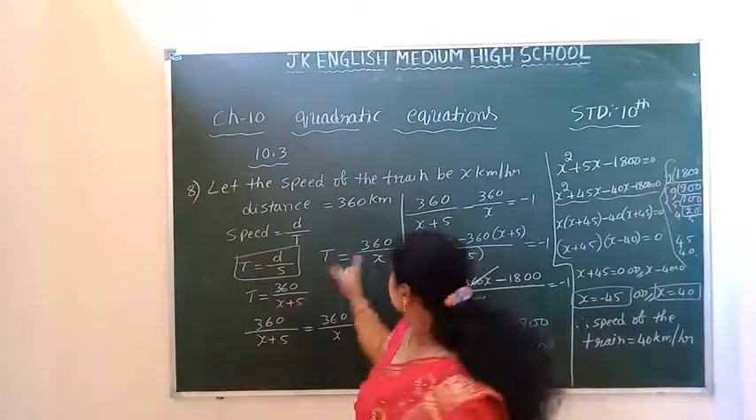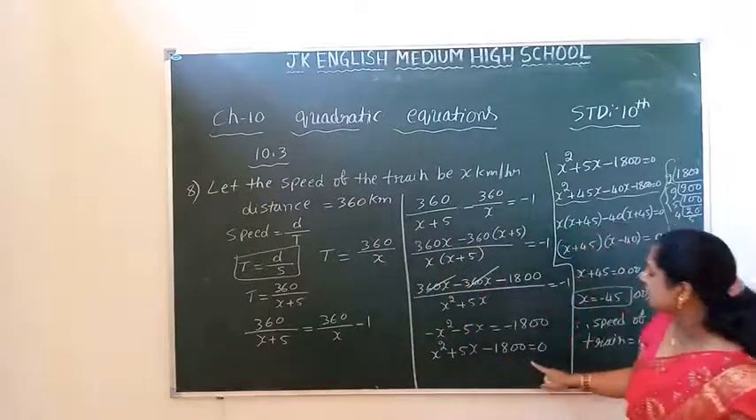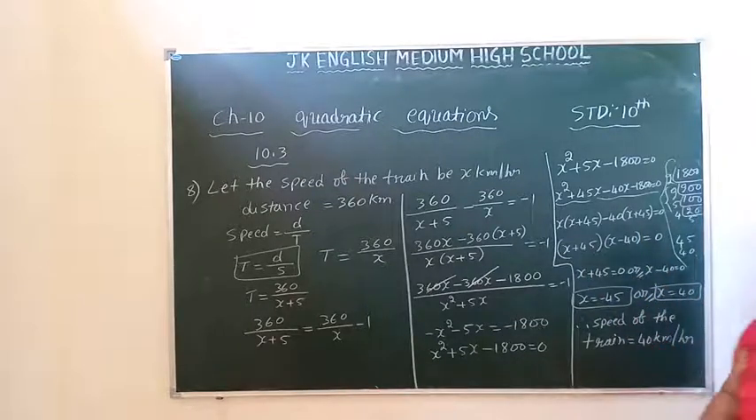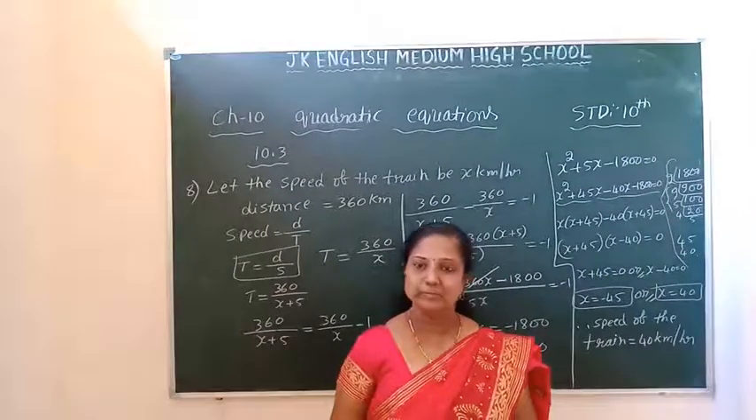Then write it in this form, then convert and reduce to the standard form of quadratic equation and use the factorization method. You find the factors, then we get what they require us to find, that is the speed of the train, which is 40 km per hour.